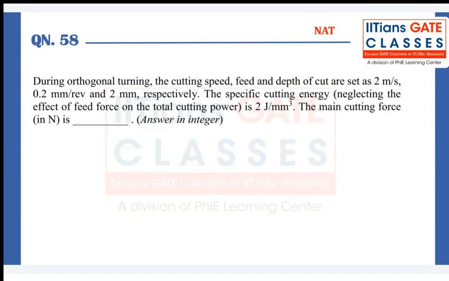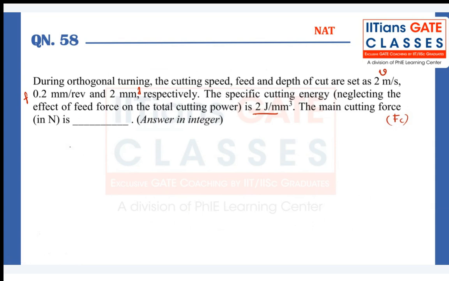During an orthogonal turning operation, the cutting speed, feed, and depth of cut are given: cutting speed V, feed f in mm per revolution, and depth of cut d, 2 mm respectively. The specific cutting energy is given as 2 joule per mm cube, neglecting the effect of feed force on the total cutting power. Now what we need to find is the main cutting force Fc. This question we have already solved, right?